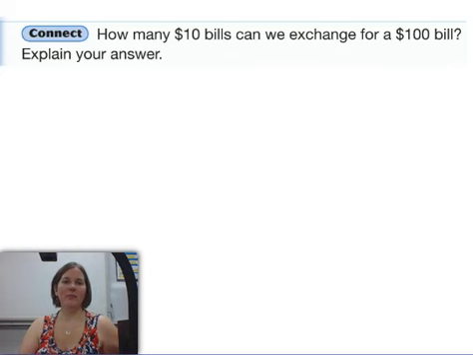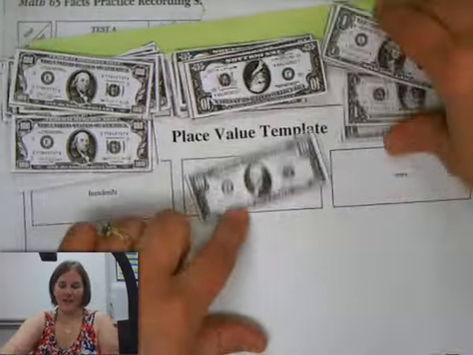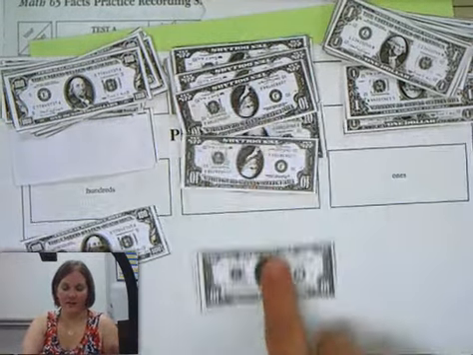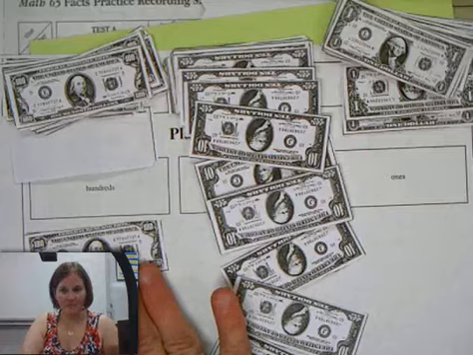Okay, I want you to think about this. How many $10 bills can we exchange for a $100 bill? So if I have a bunch of $10 bills, how many would I need to trade them for a $100 bill? So how many $10 bills do I need to equal a $100 bill? Think about that for a minute. Pause the video if you need to.